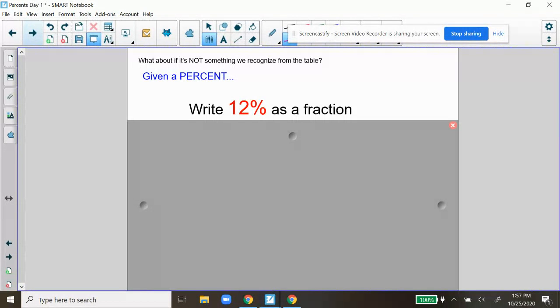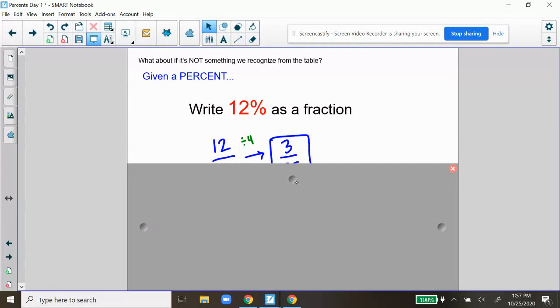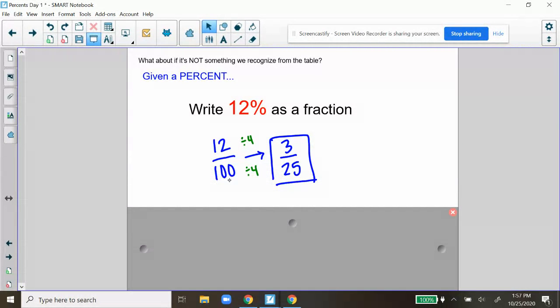All right, what if we give you something that's not quite as familiar or recognizable from the table? What about 12%? What would that be as a fraction? I want you to pause the video and see if you can figure that out on your own. All right, you're back. Hopefully you started by saying, well, let's start with 12 out of 100 percent, but we always want to simplify. Both of those numbers are divisible by 4, so 12% as a fraction would be 3/25.